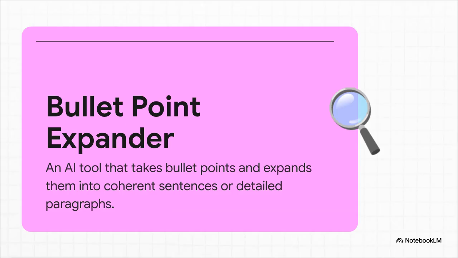So what in the world is a bullet point expander? Well, it's an AI tool that does exactly what it sounds like. You feed it your main ideas as a simple list, and it just fleshes them out into complete sentences or even really detailed paragraphs. And the goal isn't to add fluff, it's all about generating real context and clarity around your ideas.